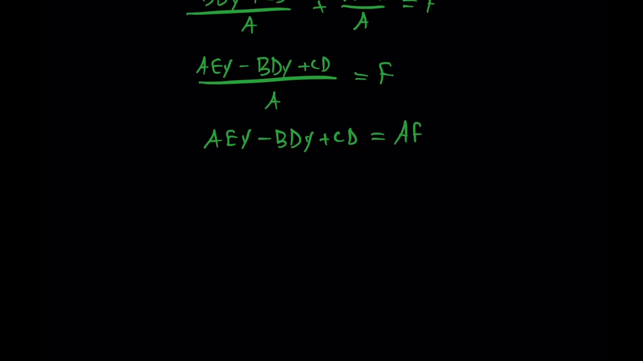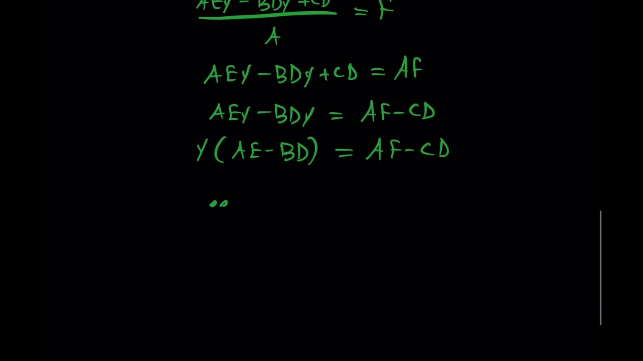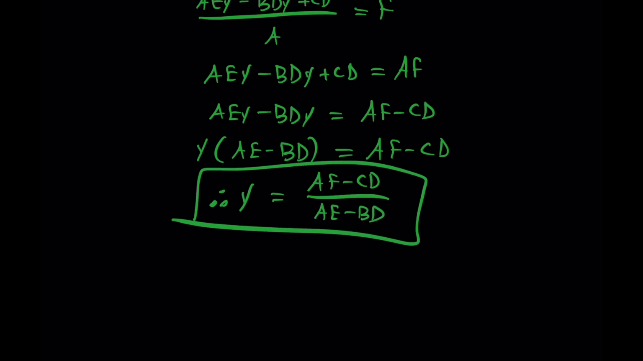Let's isolate that y. So let's subtract cd from both sides of the equation to get aey minus b dy is equal to af minus cd. We want to solve for y, but we can factor that y out on the left-hand side. So y times the quantity ae minus bd, and that equals af minus cd. Therefore, we'll just divide both sides of the equation by ae minus bd. So y is equal to af minus cd over ae minus bd. Great. So that is y.